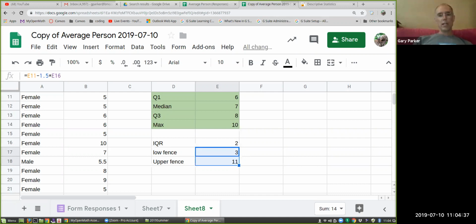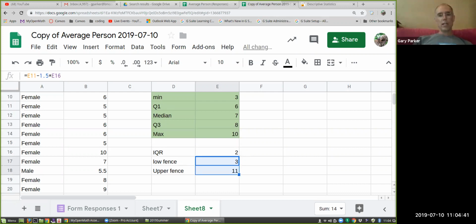So if we look here, the minimum is 3. Is 3 an outlier? It's right on the edge. 10 is the max, and that's below 11. So I'm inside the fences.